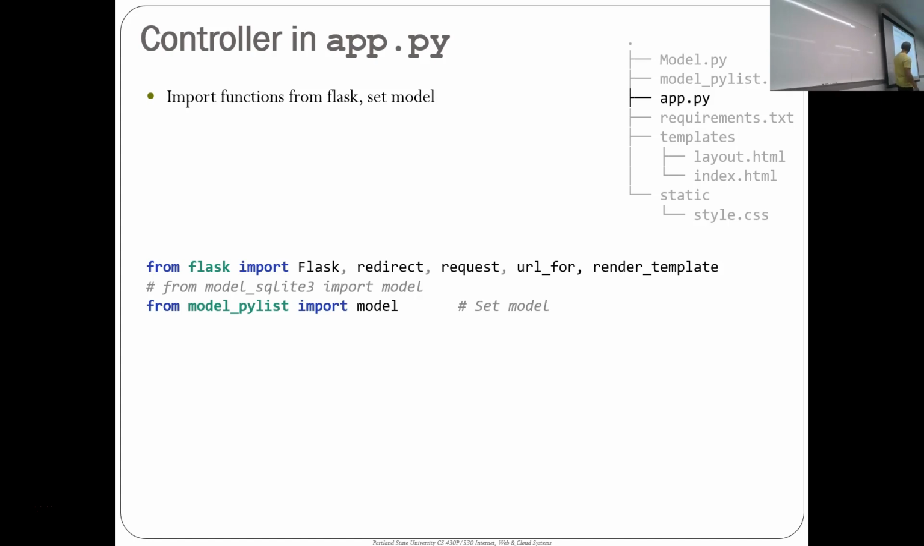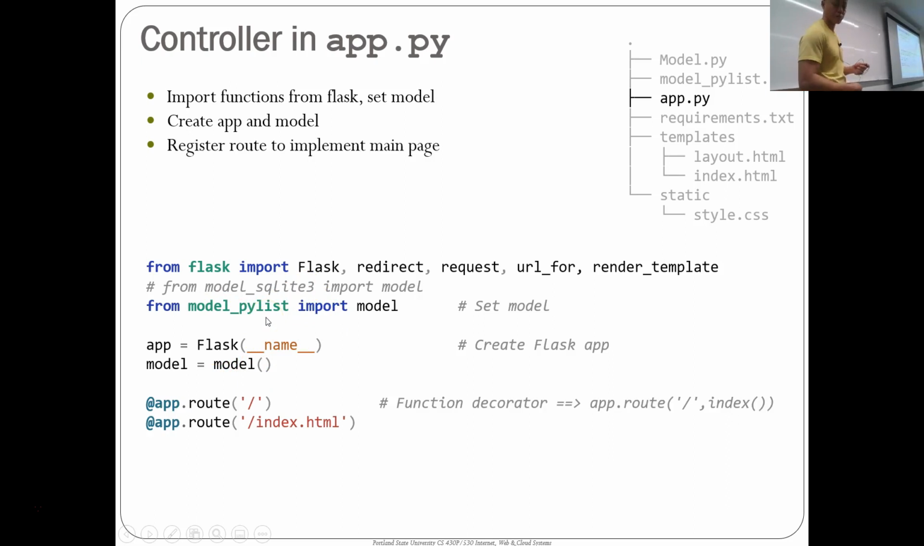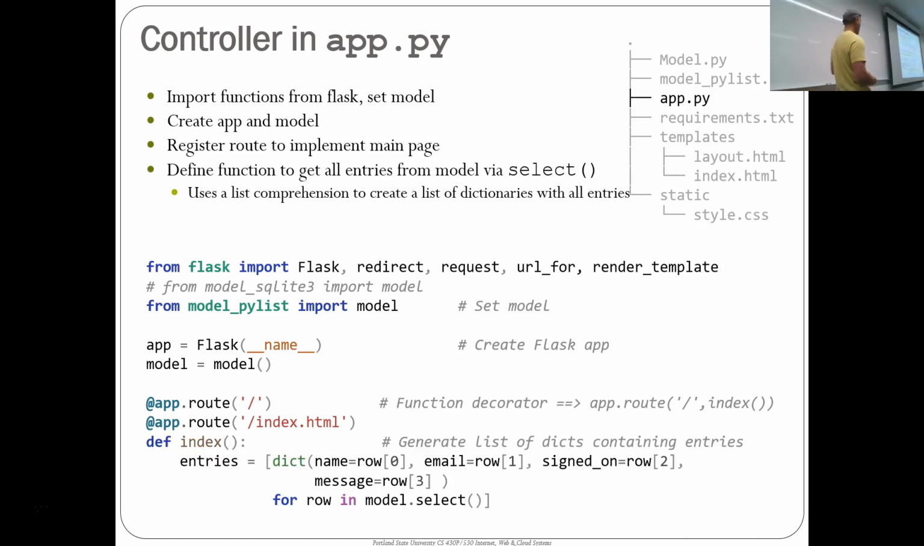And then what I'm going to do is I'm going to instantiate a model. So from model pylist, I want to make sure that this is the right model. I'm going to import the model that's defined in pylist to set the model. And then I'm going to create the app. So I'll create the app using Flask. And then I'll set the model to be whatever is instantiated with model pylist. And then I'm going to create these decorators. I'm going to say the route slash and the route slash index.html. Both of those routes will get served by this index.